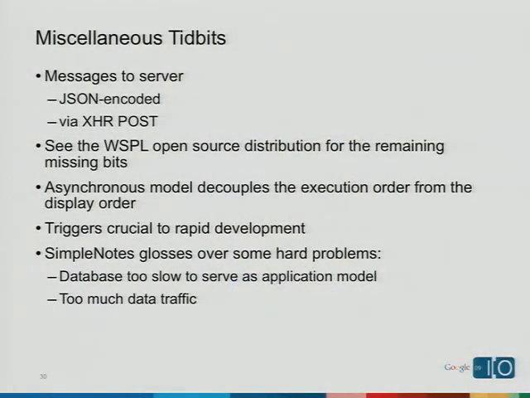So, some miscellaneous tidbits that are worth talking about. First, I've assumed that all the content going up and back to the server is always some kind of JSON encoded content, probably sent via XHR post. If you're using app cache in your application as well, it almost has to be post, and it probably can't be get or put. And then, for all the missing bits I haven't talked about, most of them are in the distribution and should run.